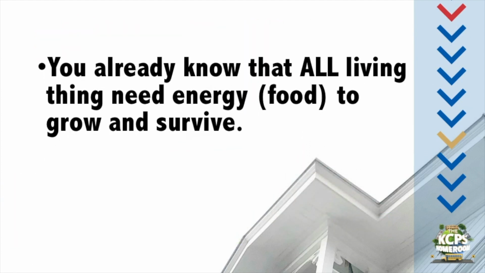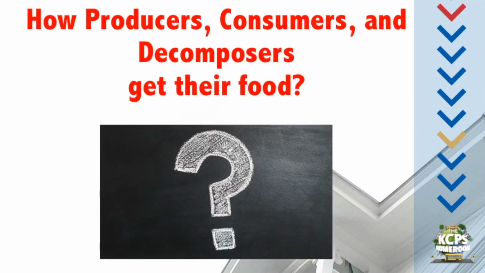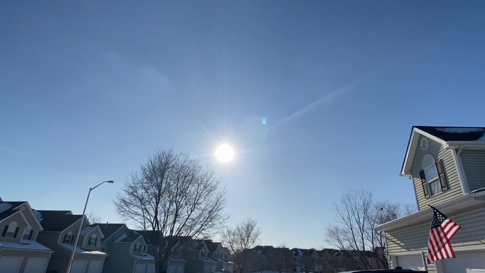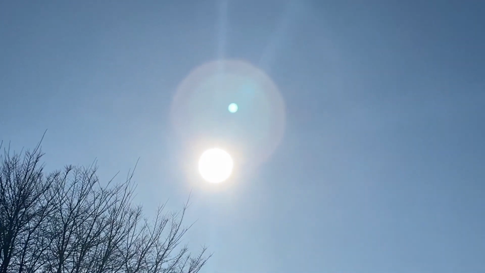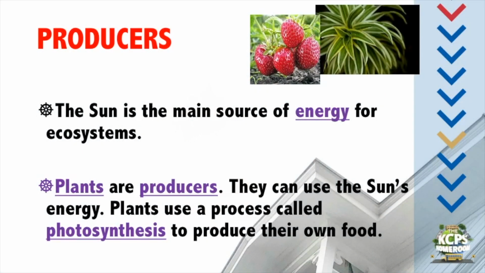You already know that all living things need energy to grow and survive. Energy gives us the power to do things. But how do producers, consumers, and decomposers get their food? Everything starts from the sun. The sun is the main source of energy for ecosystems. Plants are producers. They use the sun's energy to produce their own food. Plants use a process called photosynthesis to produce their own food.